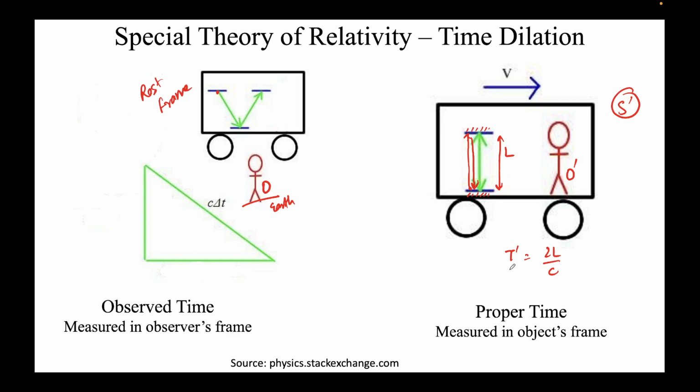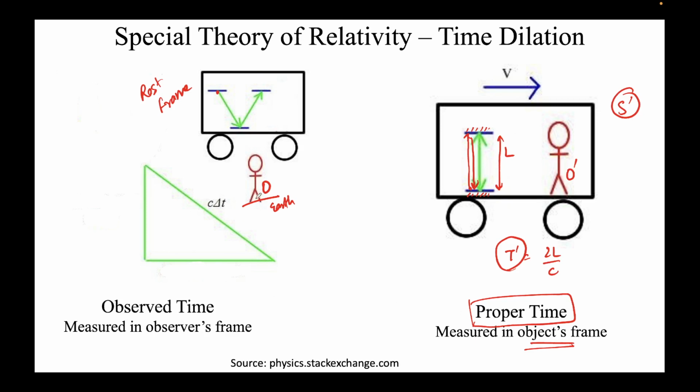Again, coming back to terms, this T prime that this observer measured is called proper time. Proper here means the time which you measure in your own frame. Here the object is sitting in this cart which is moving at a speed v. So whatever time is measured in this frame is called proper time. Similarly, this length L is called proper length, because this observer measures that this length is L. So remember, proper is when you measure anything in your own frame.